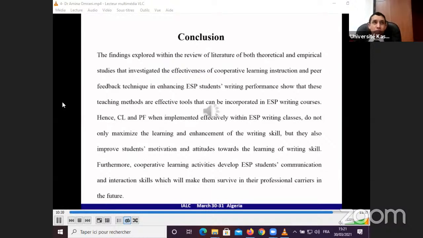The findings explored within the review of literature, of both theoretical and empirical studies that investigated the effectiveness of cooperative learning instruction and peer feedback technique in enhancing ESP students' writing performance, show that these teaching methods are effective tools that can be incorporated in ESP writing courses. Hence, CL and PF, when implemented effectively within ESP writing classes, do not only maximize the learning and enhancement of the writing skill, but they also improve students' motivation and attitudes towards the learning of writing skills. Furthermore, cooperative learning activities develop ESP students' communication and interaction skills, which will help them survive in their professional careers in the future.